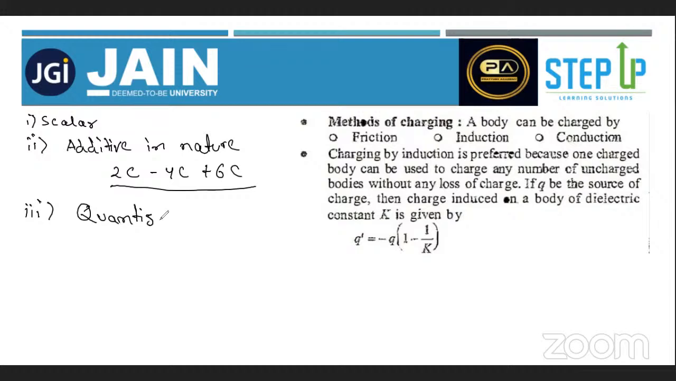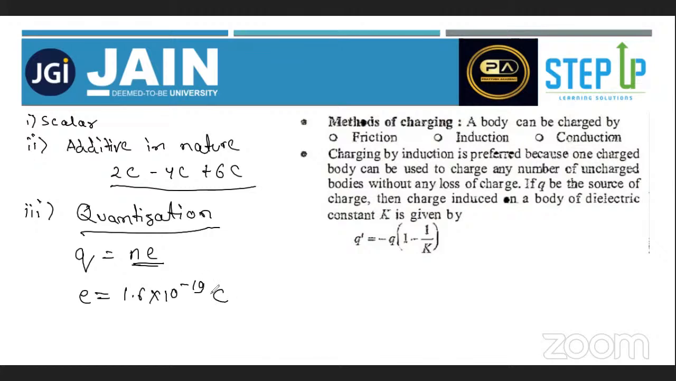the most important property is quantization of charge. What is quantization of charge? Q can be written as an integral multiple of the fundamental charge e, where e is 1.6 into 10 to the power -19 Coulomb. This is basically the charge on an electron. N is the number of electrons. So N into e is quantization of charge, where e is 1.6 into 10 to the power -19 Coulomb.